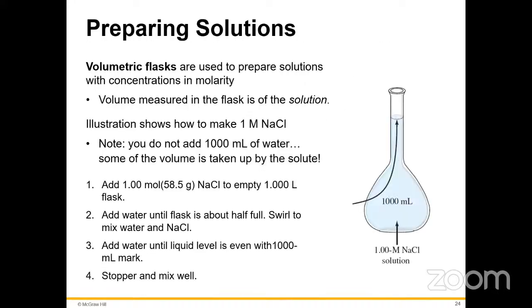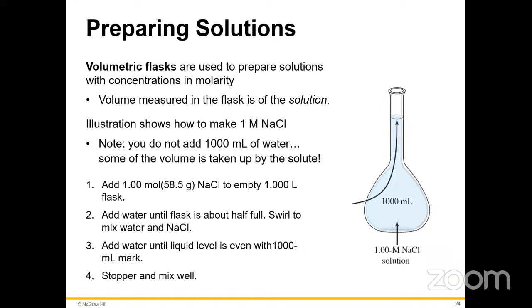Okay, now how do we actually make up solutions of specific molarity? Well, in the case of molarity measurements, we use this piece of glassware that you see here on the screen. It's called a volumetric flask, right? They come in different sizes. I think the smallest one I've seen is a 10 ml flask, and then the largest one I've seen is a 2 liter flask, right?